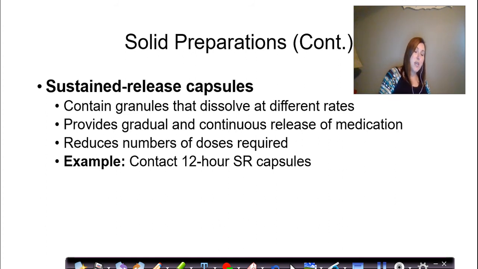There are some other medications. Some pain medications are sustained release, some blood pressure medications, and seizure medications also. So they're getting that gradual and continuous release of medication.